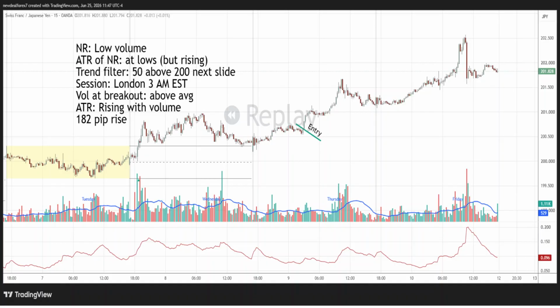So definitely backtest, experiment with that. Hope you got some value out of it. But remember, no volume, no trade. We want volume on our breakouts, above average volume on our breakouts, if nothing else.